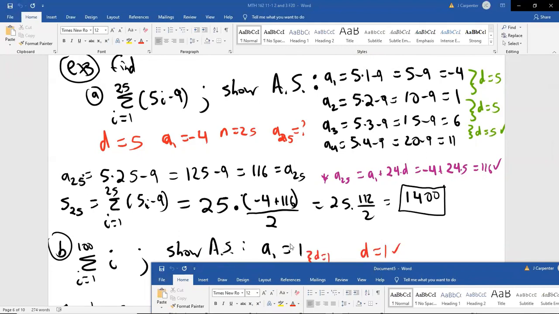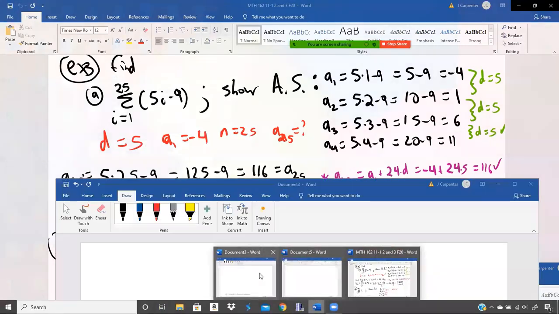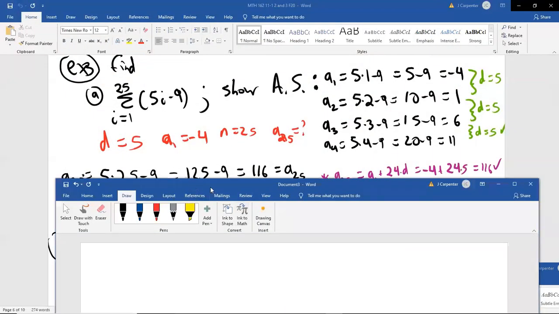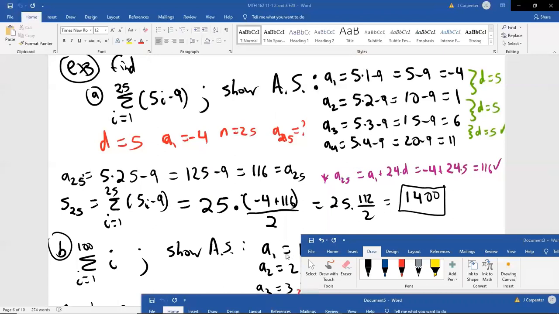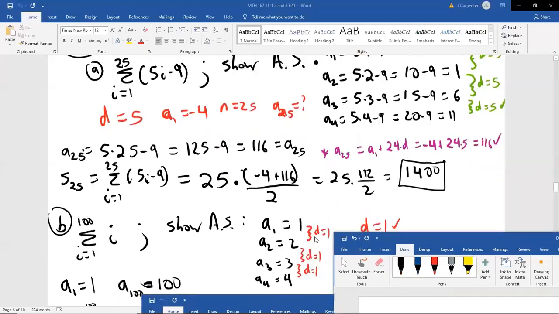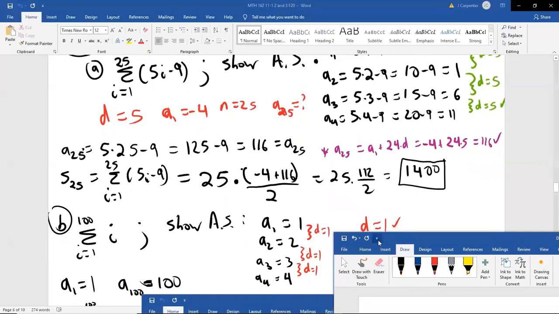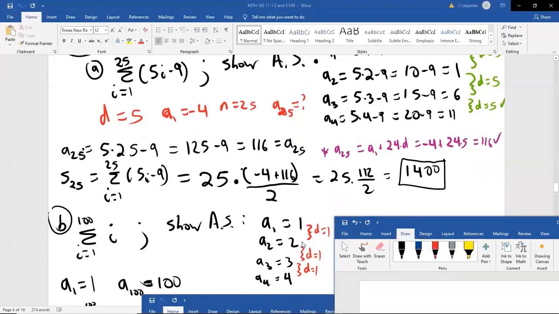To show it's arithmetic, you find the first term, which is 1. You just plug in the 1; there's nothing else to do to it. Then let's find the second term, which is 2. The third term would be 3. The fourth term is 4. The difference between the first and second term is 1. The difference between the second and third term is 1. If you keep going, the difference between the third and fourth term is 1, because it just keeps incrementing by 1.